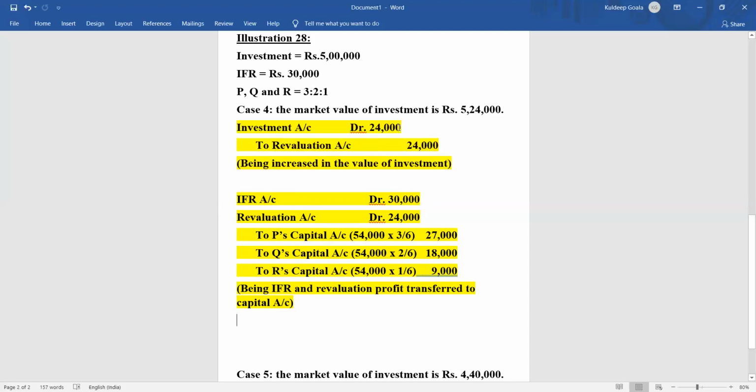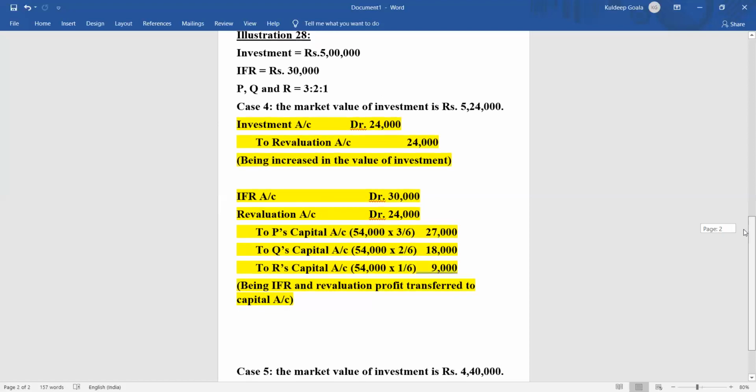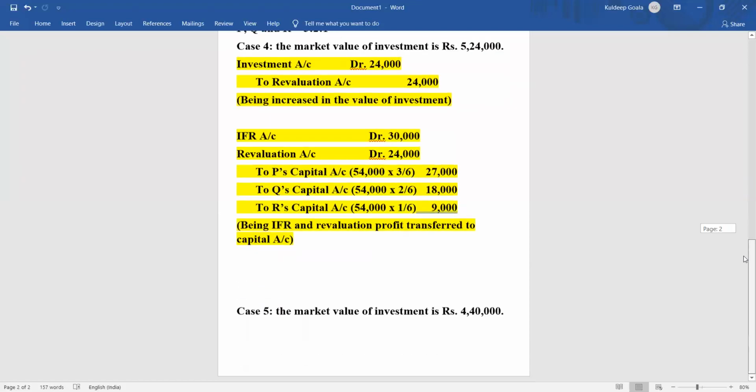Both are not required: the investment fluctuation reserve of 30,000 is not required, and the revaluation of 24,000 is a profit. So both are profits which are going to be added to the partners' capital. So directly debit both of them. Investment fluctuation reserve account debit 30,000, revaluation account debit 24,000, to all the partners' capital accounts in their old ratio. If you want, you can give it separately also, no problem. Just to save time I have given it this way. Is it clear everyone?